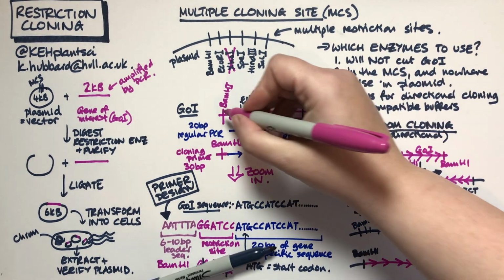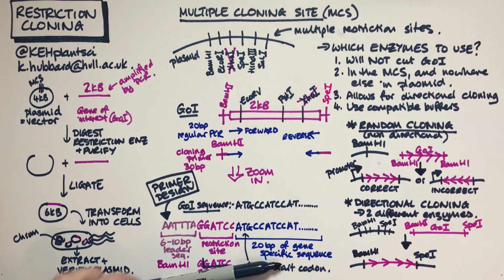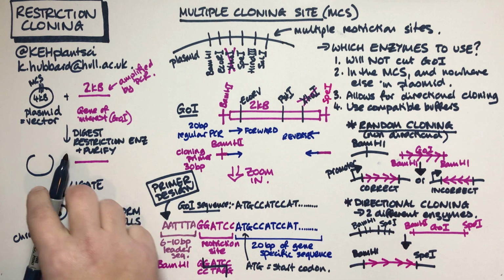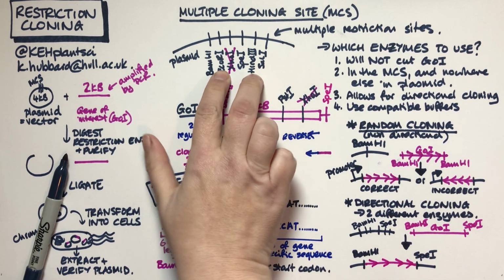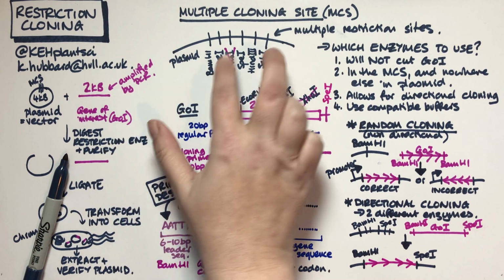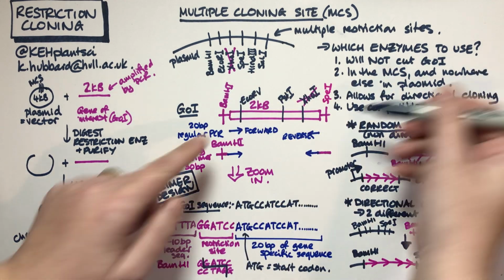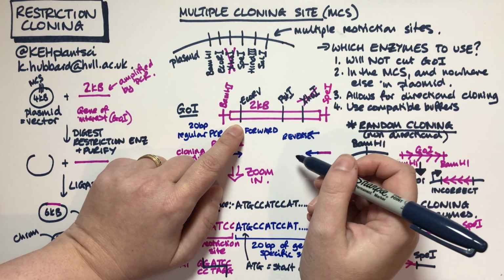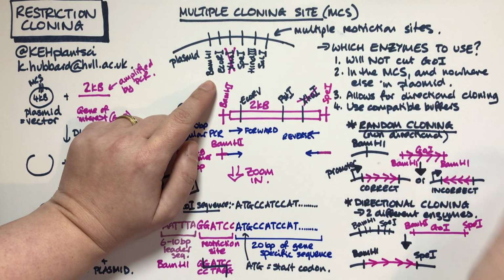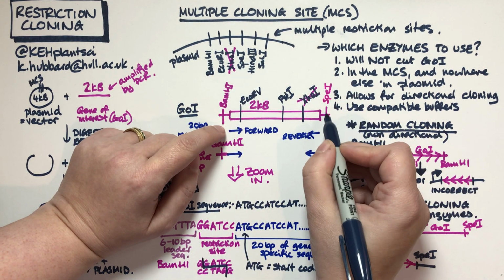So for my gene of interest, I'm going to use BamH1 and I'm going to add SpeI as my added restriction site at the end of it. I could have used EcoRI and HindIII, or EcoRI and SpeI, or BamH1 and HindIII. It doesn't really matter as long as they don't cut your gene of interest, which is why we excluded ZO1. It's in the multiple cloning site and nowhere else in the plasmid. It allows for directional cloning, so the order that it's in the plasmid is the order that we put it in the gene of interest.